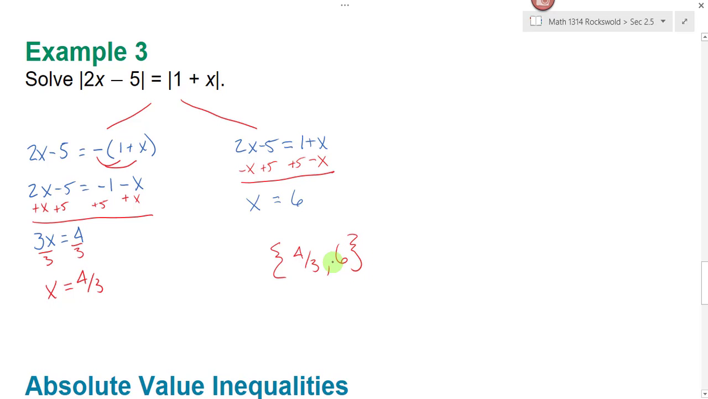And when you're typing your answers into MyMathLab, they're going to just ask you to type in your answers separated by a comma. Don't put these in parentheses. This is not an ordered pair. These are two different values of x that make the equation true. There's no parentheses here. It's just two answers for x.